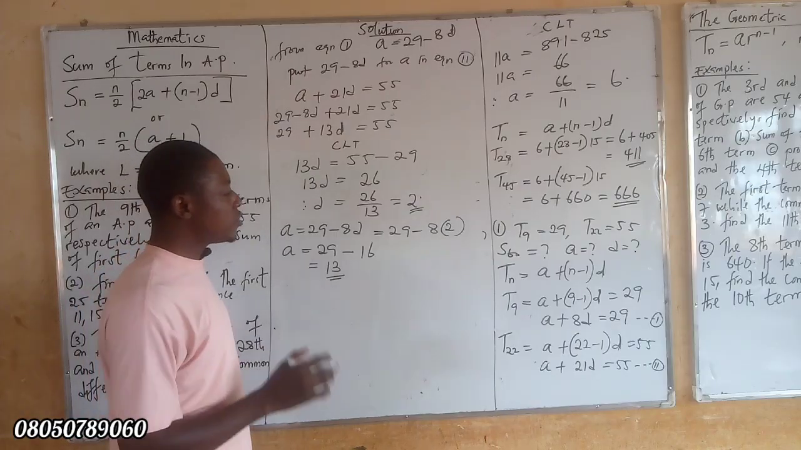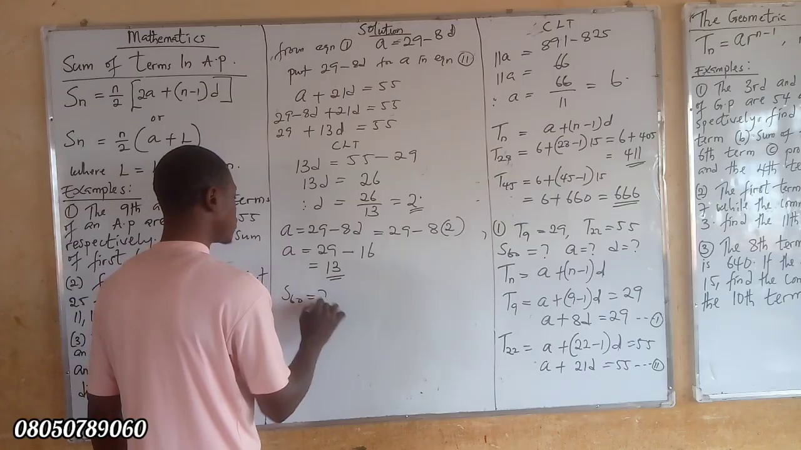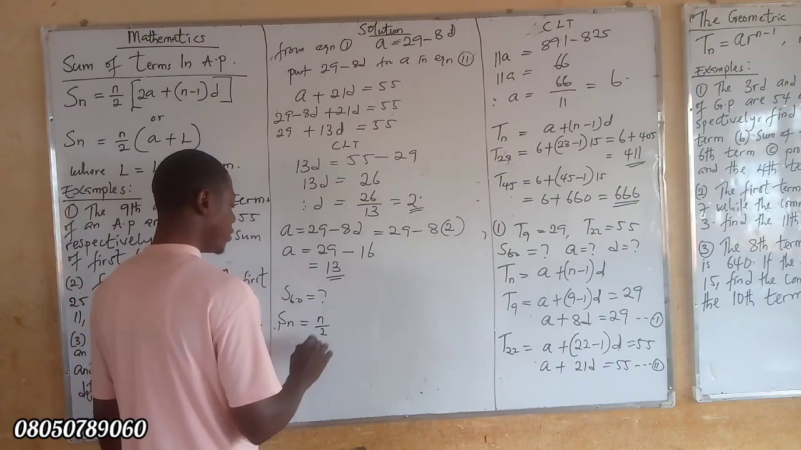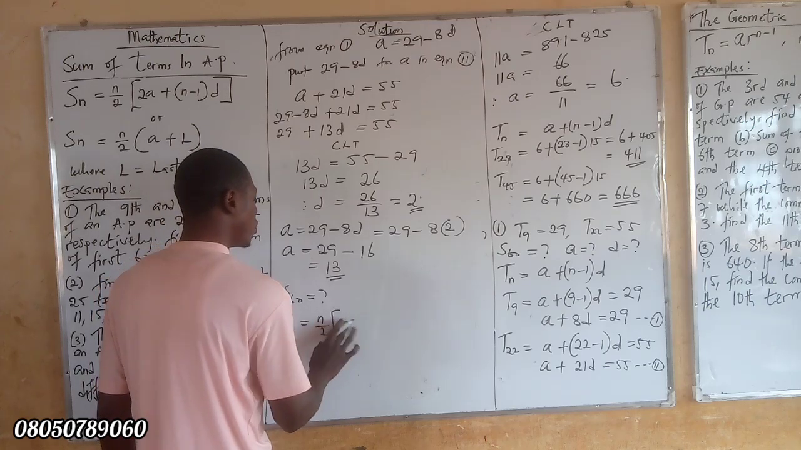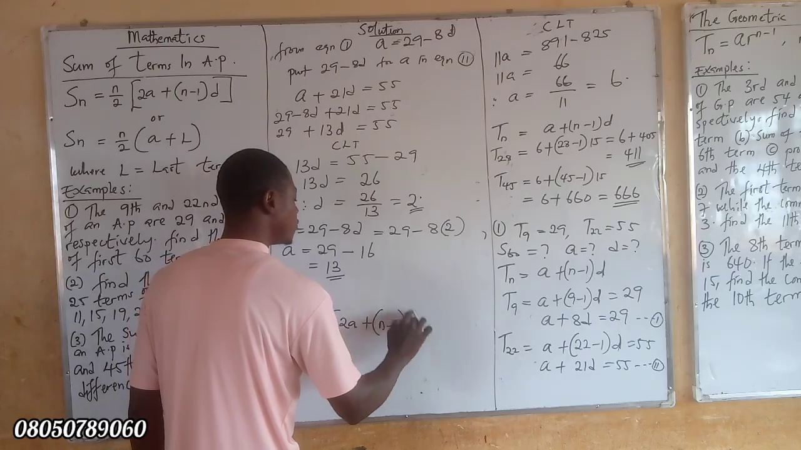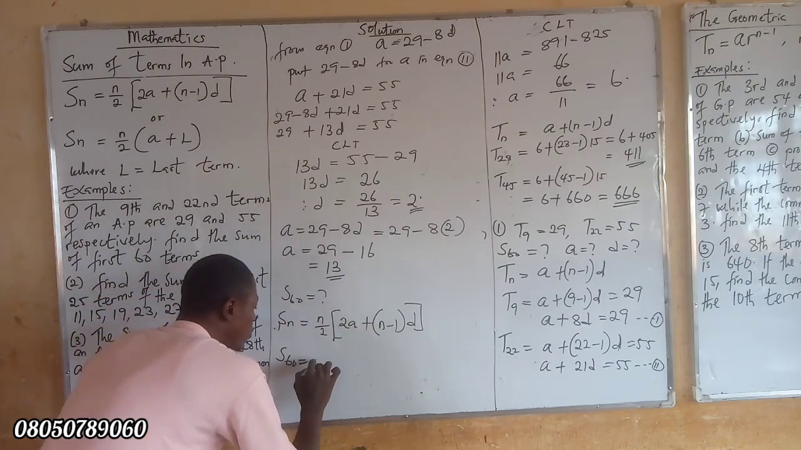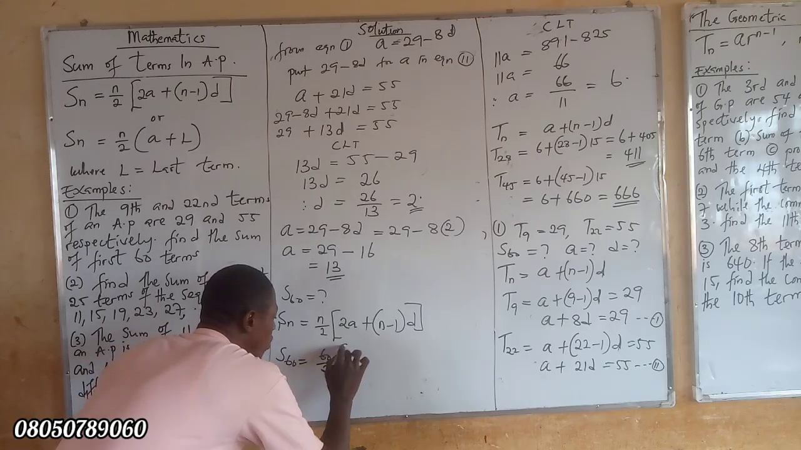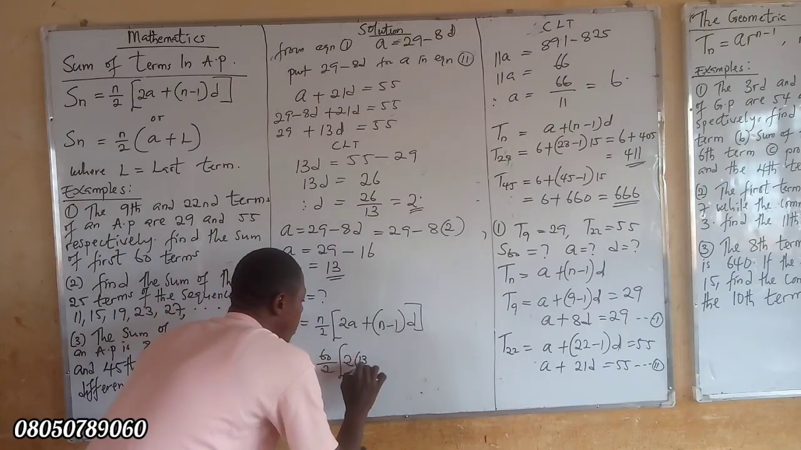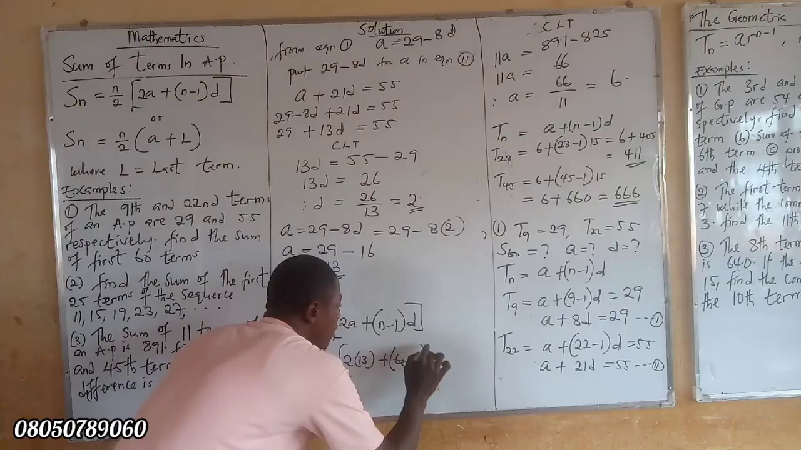So now the main question is, we should find the S of 60. S of 60 is not given. But recall that our S n is equal to n over 2, times the bracket of 2a plus (n minus 1) times d. So S of 60 will be equal to 60 over 2, bracket of 2 times a, where our a is 13, plus (60 minus 1), times our d.